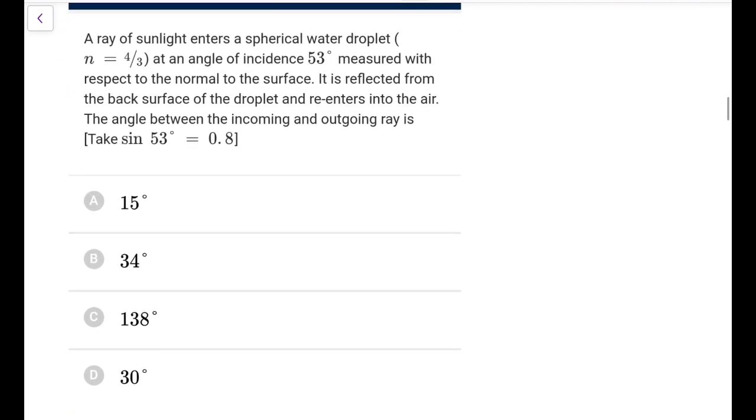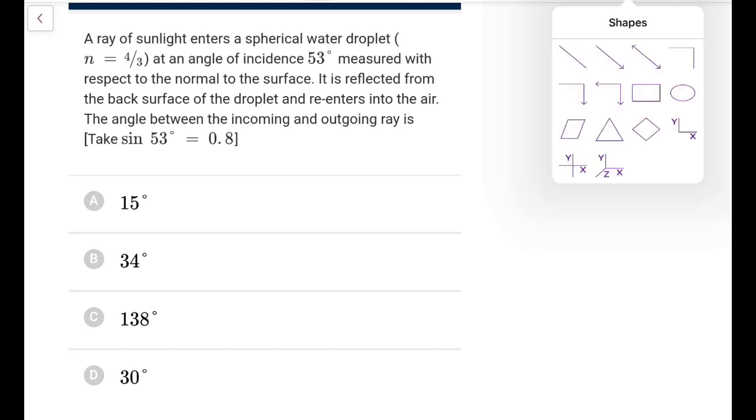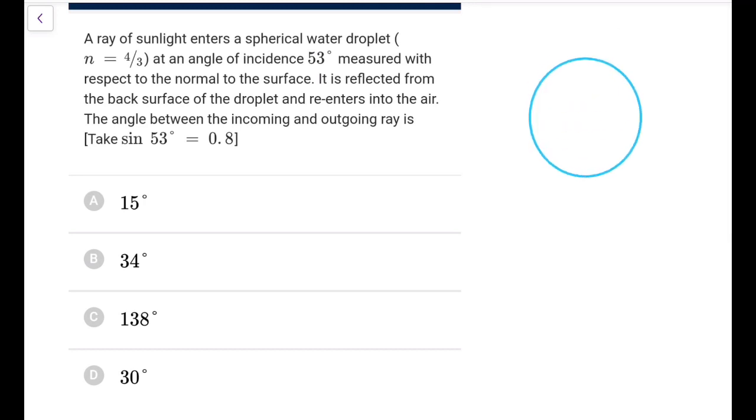Now next one. A ray of sunlight enters a spherical water droplet at an angle of incidence 53 degrees with respect to the normal to the surface. Okay, so a spherical water droplet, let me draw it like this. Let me take the shape, I have this flexibility here. So let's say this is a spherical drop.